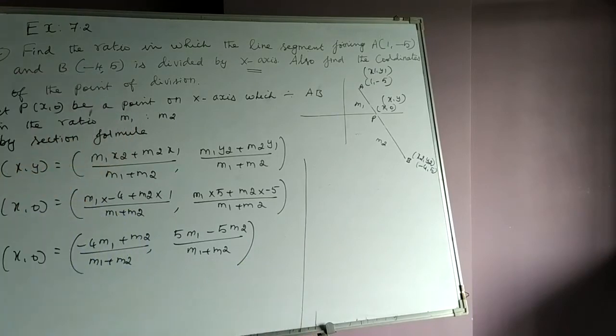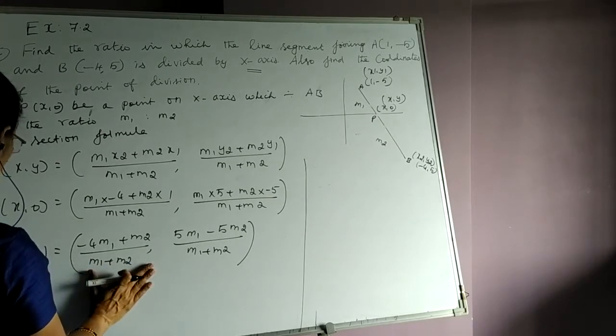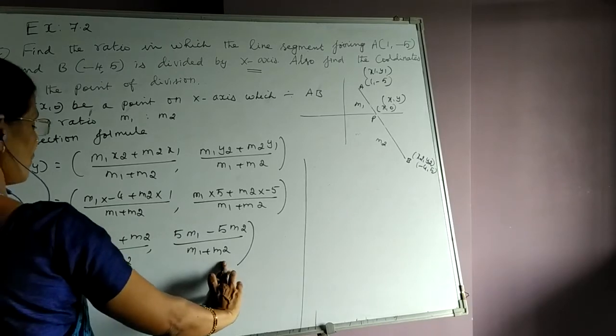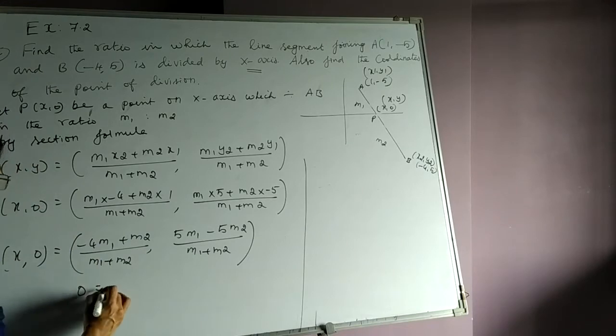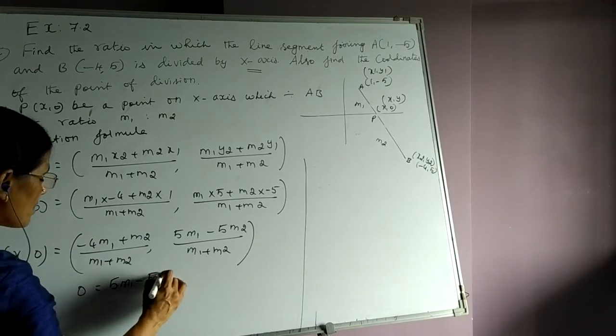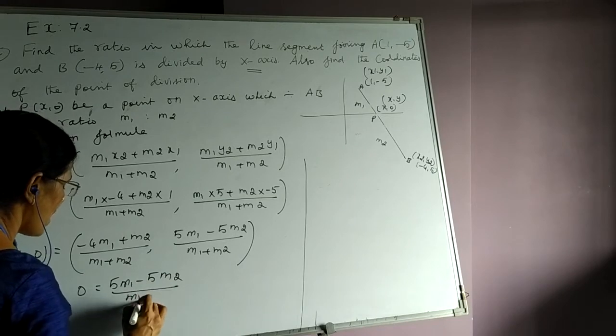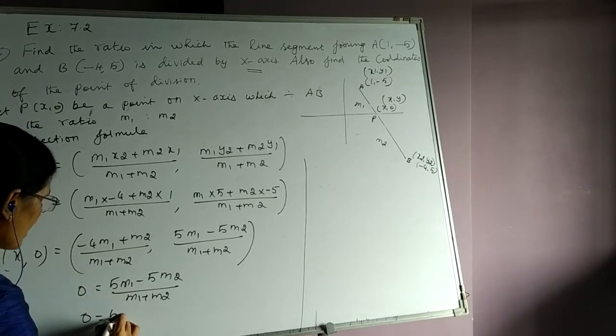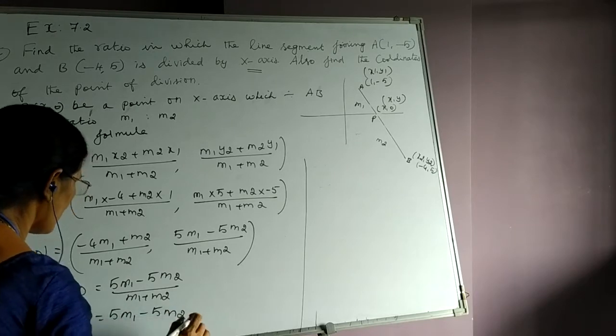Okay. Where it is easy to substitute? Already x is unknown, so if you compare x with the first coordinate over here, we cannot find out any value. Therefore, we are going to equate 0 with the second coordinate. So equating, we will get 0 equal to (5 m1 minus 5 m2) upon (m1 plus m2). So cross multiplying, what we will get, (m1 plus m2) into 0 becomes 0. So 0 is equal to 5 m1 minus 5 m2.